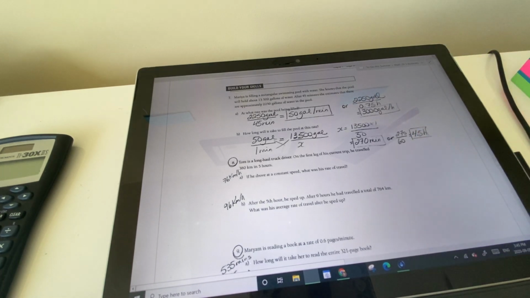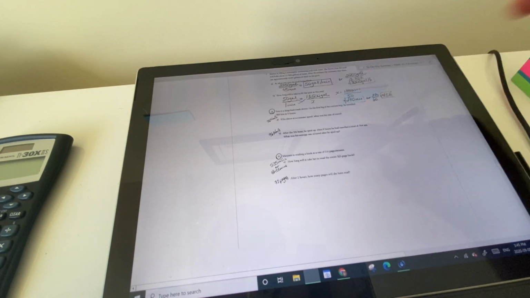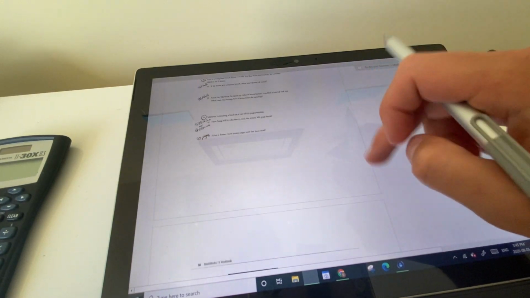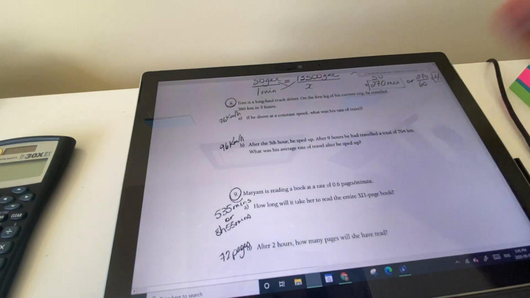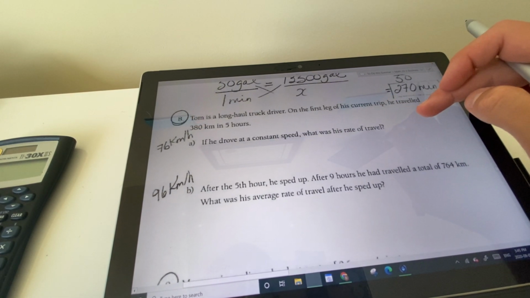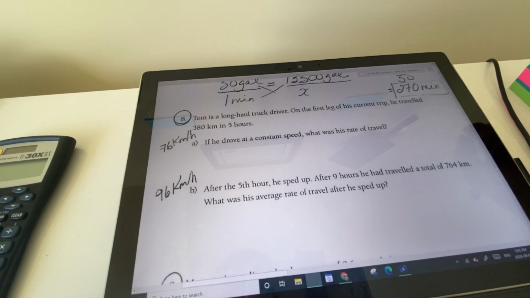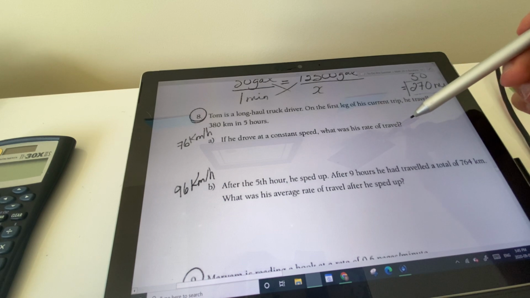So again, we still want to be able to use our ratios to determine certain things. We want to use our fractions, okay? And be able to calculate using cross multiplication and division here. Okay, so let's look at this guy here. So Tom is a long haul truck driver. On the first leg of his current trip, he traveled 380 kilometers in 5 hours. If he drove at a constant speed, what is his rate of travel?